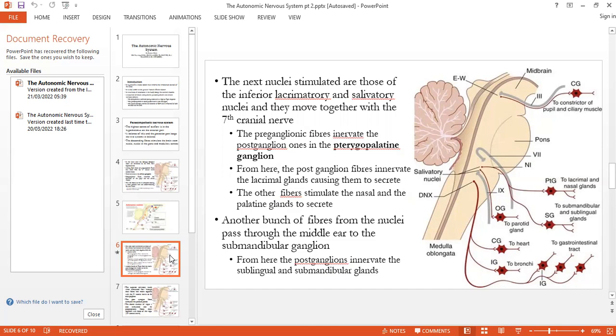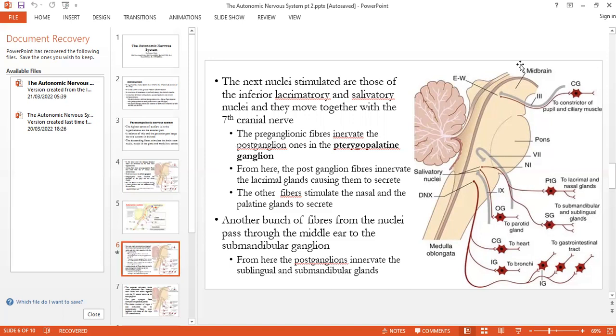It's just talking about how the parasympathetic works. From here, the postganglionic fibers innervate the sublingual and submandibular glands. Like you talked about when you discussed the autonomic nervous system, another bunch of fibers from the nuclei pass through the middle ear to the submandibular ganglion. From here, the postganglionic fibers innervate the sublingual and submandibular glands. As you know, these are glands found in the mouth and they're responsible for the production of saliva.